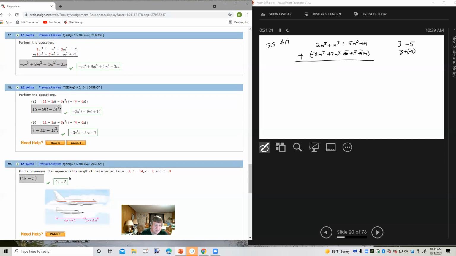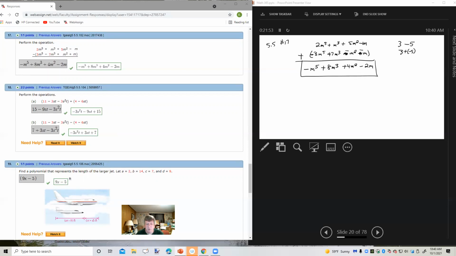But now I've changed it to addition, so I'm going to add them up. 2m to the 5th plus negative 3m to the 5th is negative m to the 5th. M cubed plus 7m cubed is plus 8m cubed. 5m squared plus negative m squared is plus 4m squared. And negative m plus negative m is negative 2m. So there is the answer.